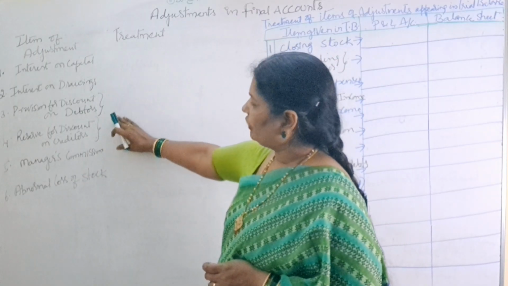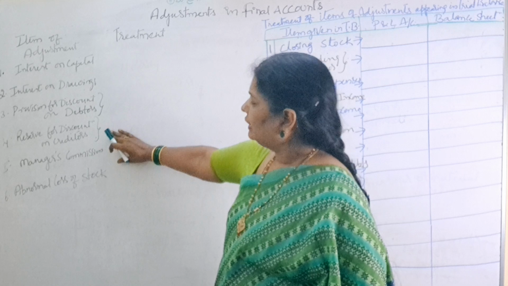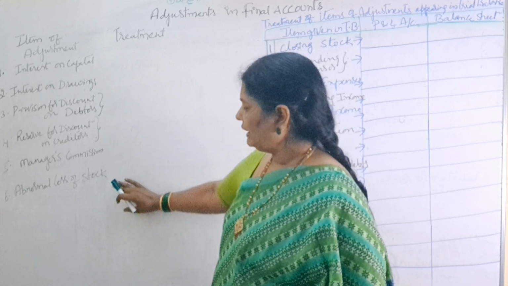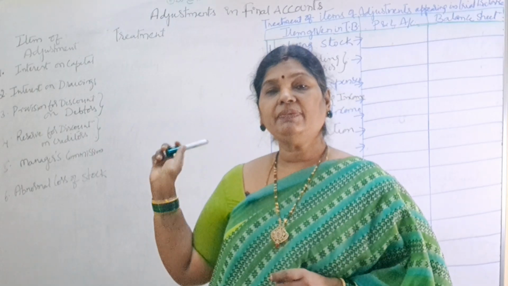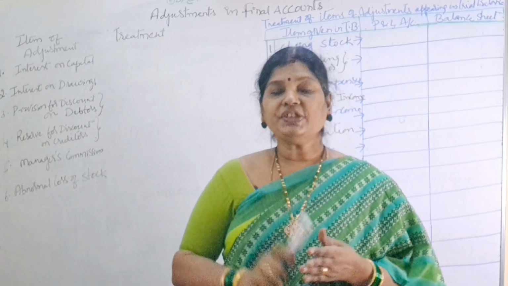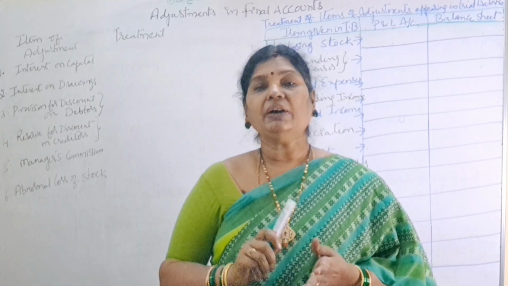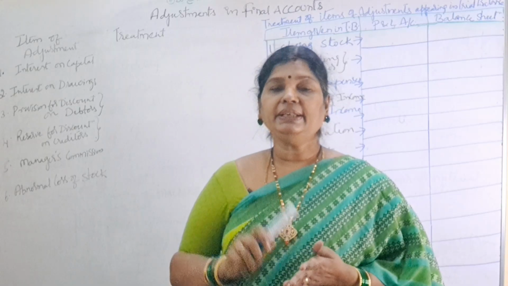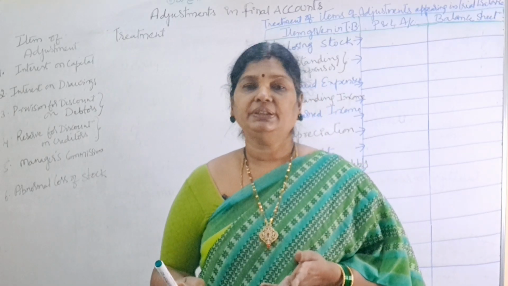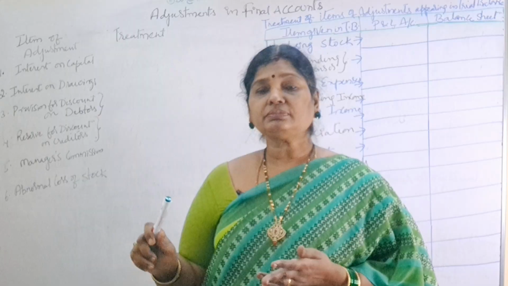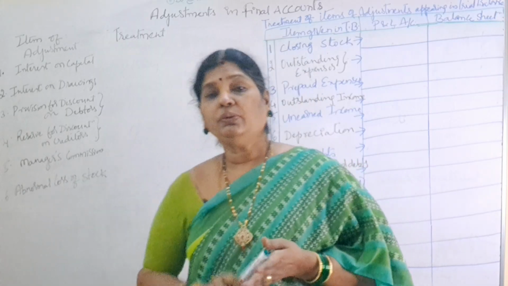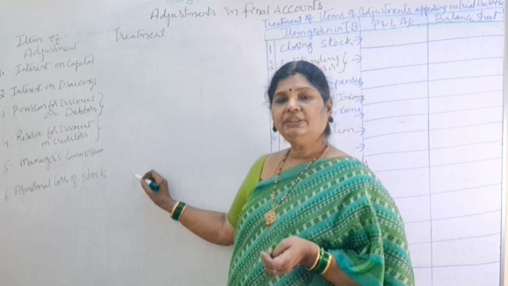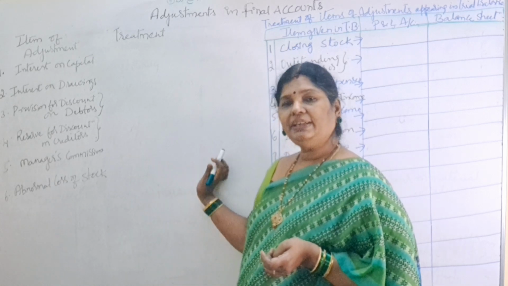Interest on capital, interest on drawings, provision for discount on debtors, reserve for discount on creditors, manager's commission, and abnormal loss of stock. These adjustments will be given below the trial balance. If any adjustment is given below the trial balance, we have to take it in two places, either trading account or P&L account, next to balance sheet. So for all the adjustments, we take in two places, but only for this adjustment, we'll take in three places. Once in trading account, next profit and loss account, next finally in balance sheet.